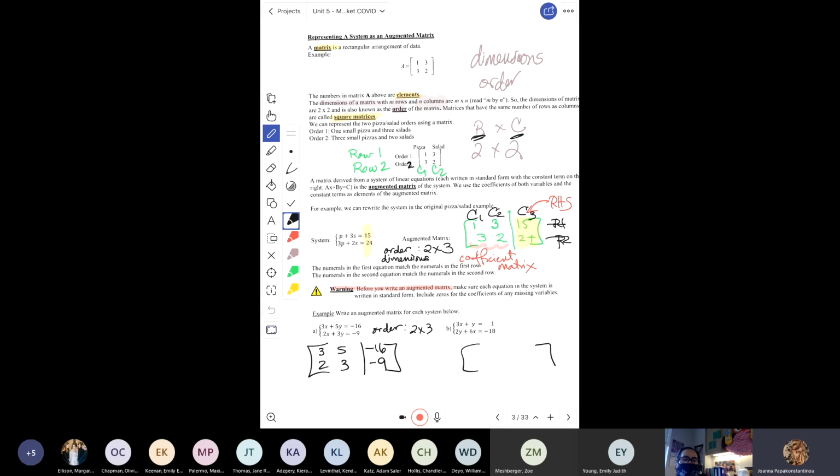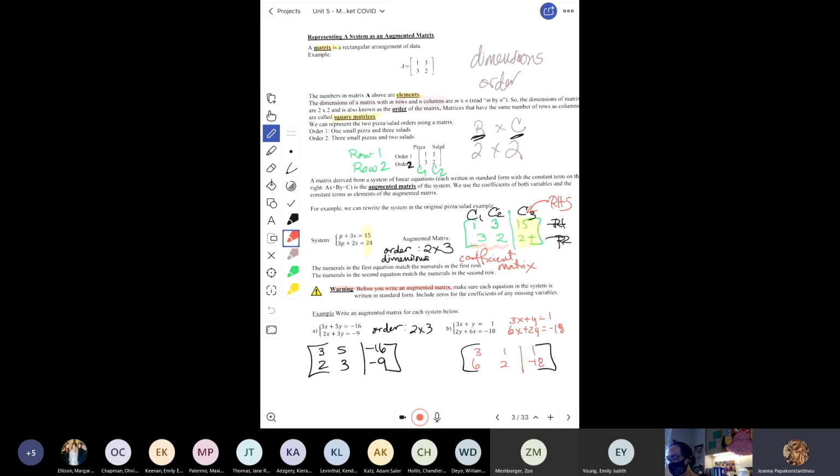The second one is going to be the same order. But before I write that augmented matrix, what do I have to do? I have to rewrite the second equation. So the first equation stays the same. It doesn't change, but I notice that the second equation is not in the correct order. It is only after you put each of them in the same order in standard form that you write the augmented matrix.